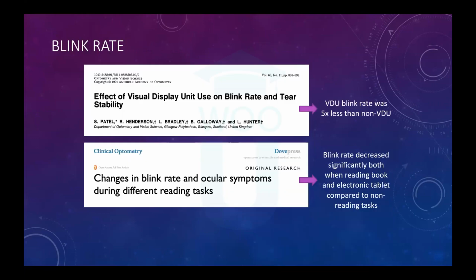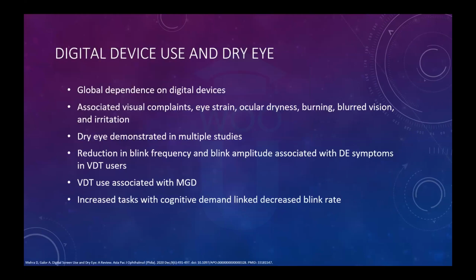So there are many studies that show us the blink rate and how it's really reduced, and how that can lead to ocular surface disease with digital devices. In one study, the blink rate was perhaps 5 times less in those using digital devices. So it's something that has been well documented.